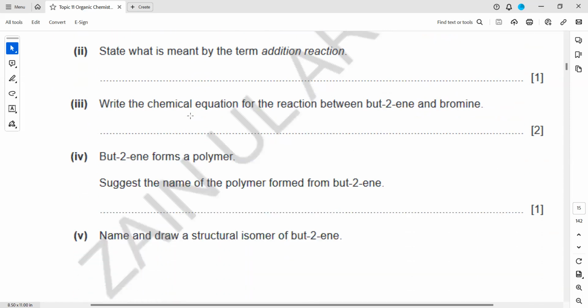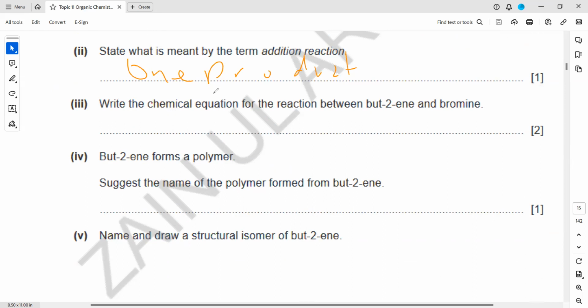State what is meant by the term addition reaction. How do we define the term addition reaction? A reaction in which we have many reactants and one product. A reaction which gives one product from many reactants, we call it an addition reaction.